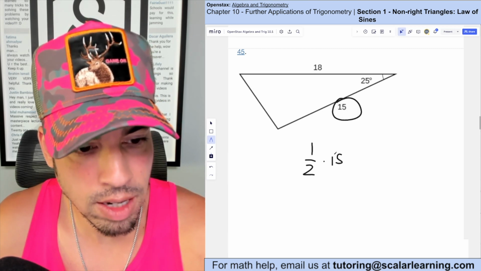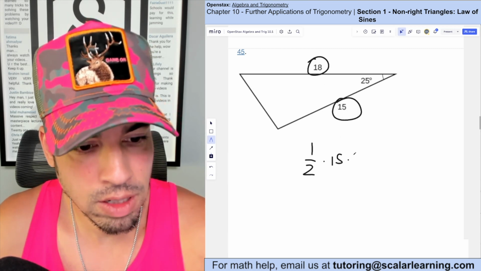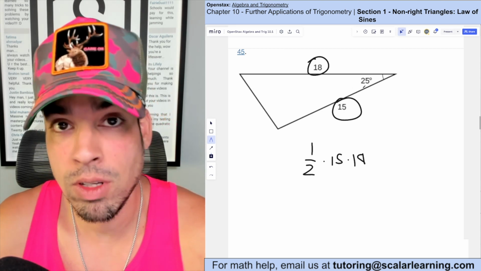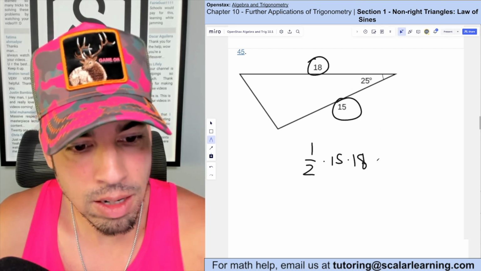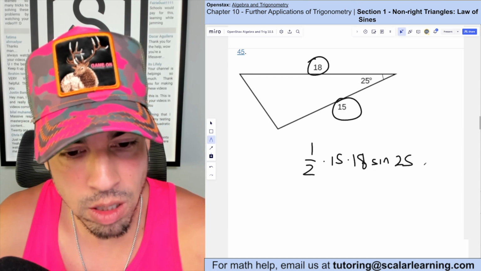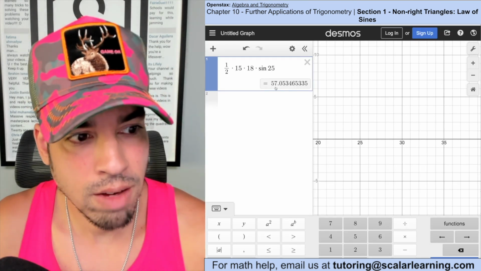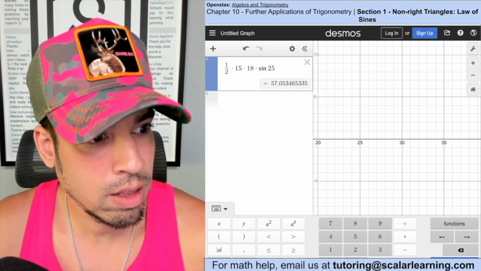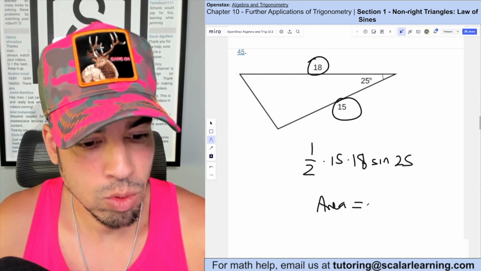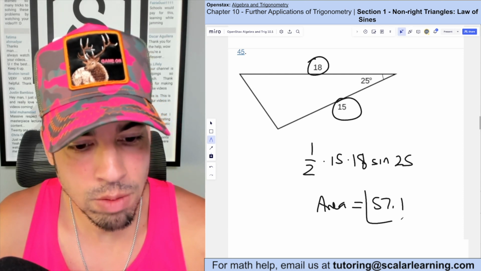So for this one, we're going to find the area of the triangle, and it's 1/2 times one of the given side lengths times the other given side length. Again, they have to be on either side of the known angle, which they are, and then times sine of that known angle. So let's plug it into Desmos. And we get 57.1 rounded to the nearest tenth. So area equals 57.1. Boom, done.